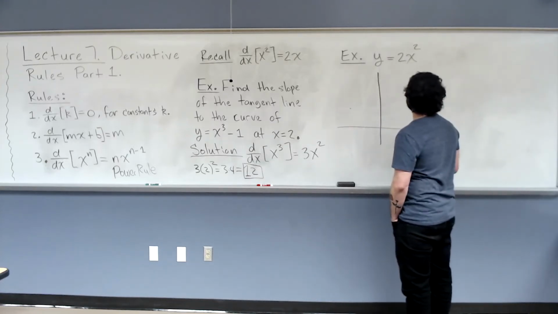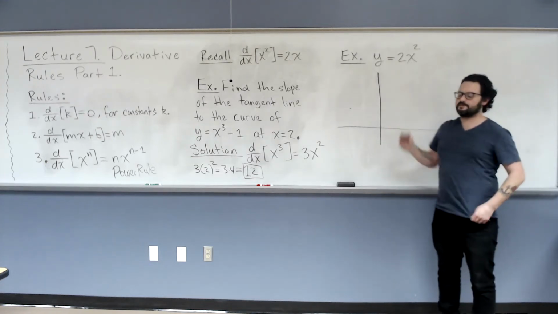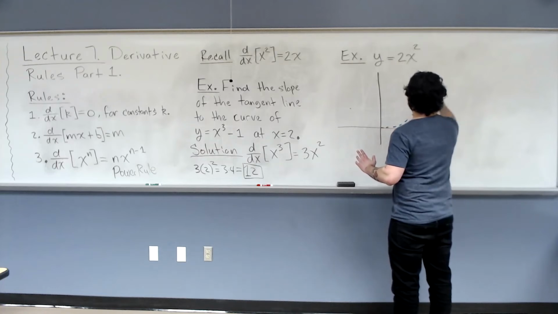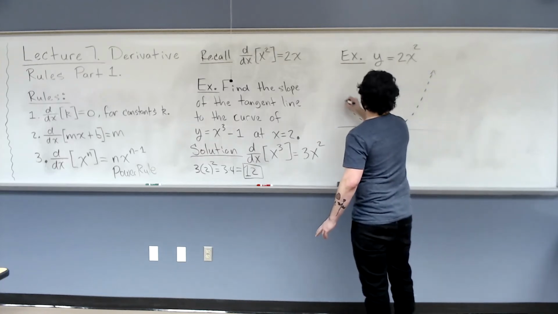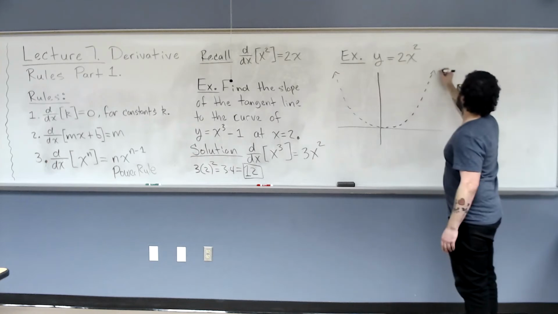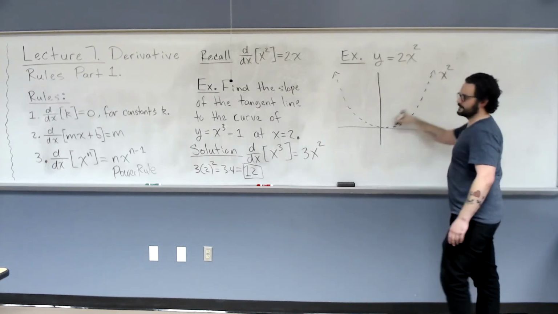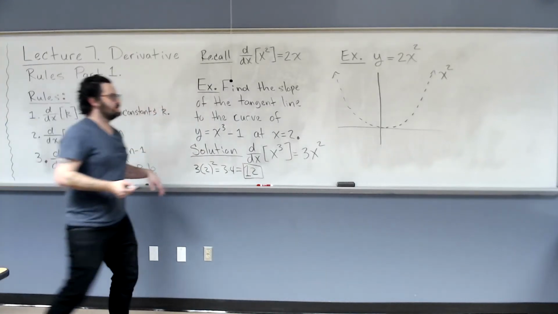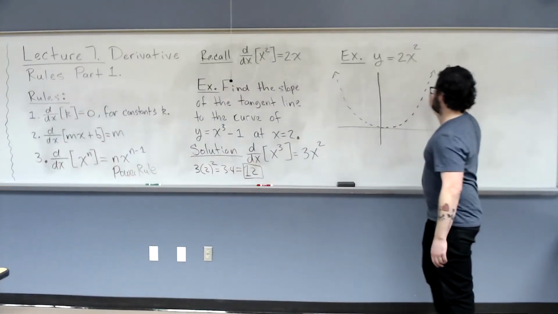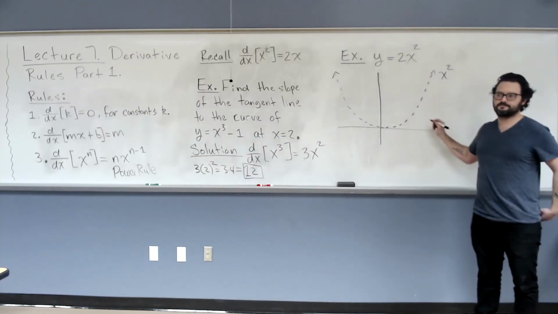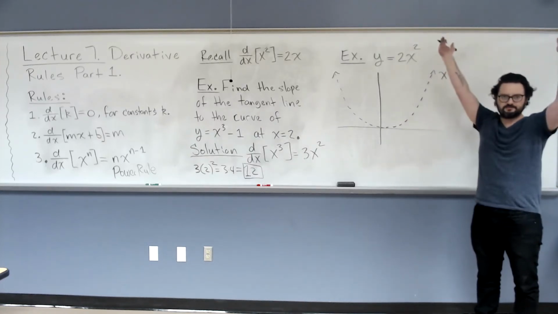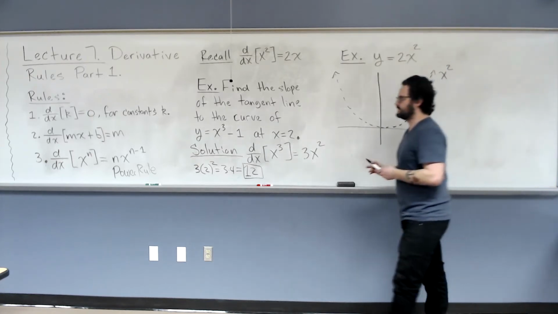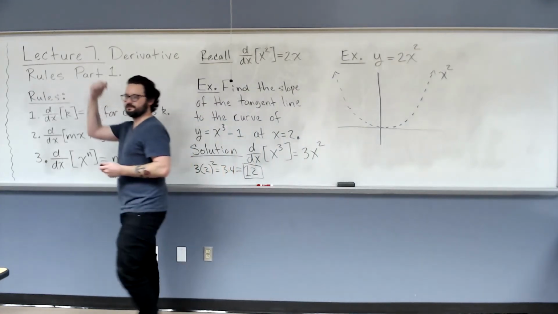Well, I'll draw roughly the best I can. So this is just x squared, that curve right there. Now, scaling it by 2, what's going to happen as I draw this? Is it going to go faster up on both sides, or is it going to slow down in growth? And by growth, I mean the y values.